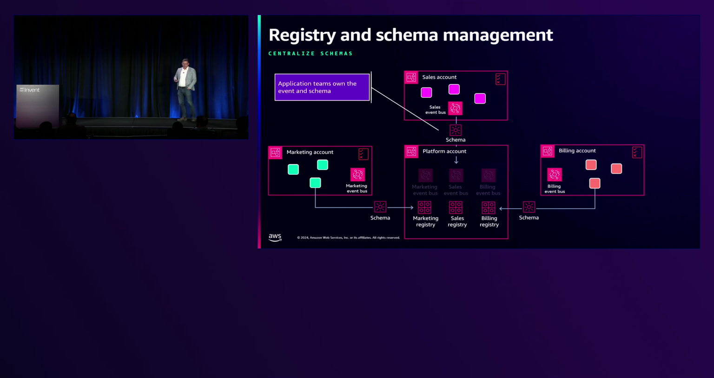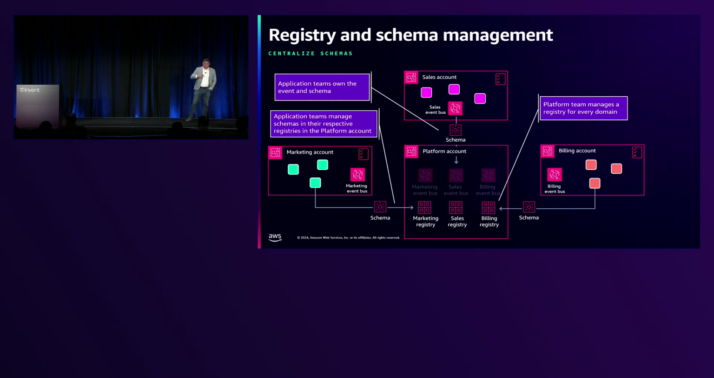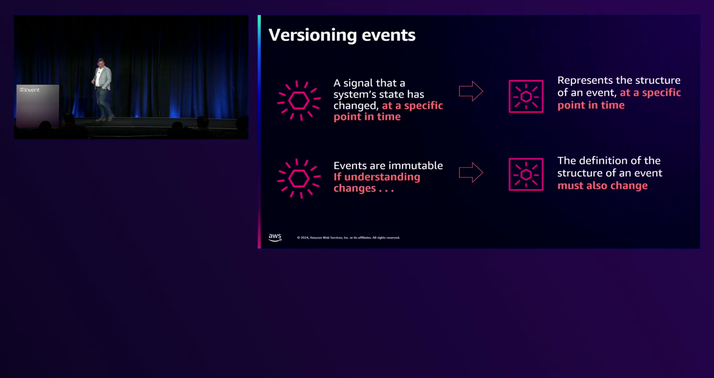Now, the thing to understand here is that the actual schema and the event definition is something that the application team should own. Right? They're establishing the context around the event definition. It's not something that a platform team would typically be responsible for doing. But we want to be able to have those registries accessible to others, and provide the application teams with the necessary access to be able to manage the schemas as they evolve. Which brings us to the next bit around versioning.